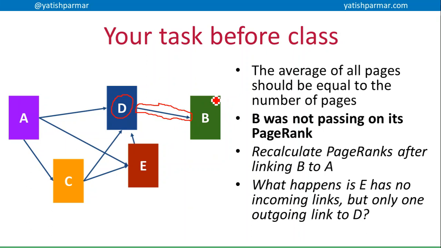So what happens if you add another arrow and link B to A? Finally, I've got a bit of a typo on here: what happens if E doesn't have any incoming links but only one outgoing link to D? If you work out what happens there, let's talk about that in class as well.